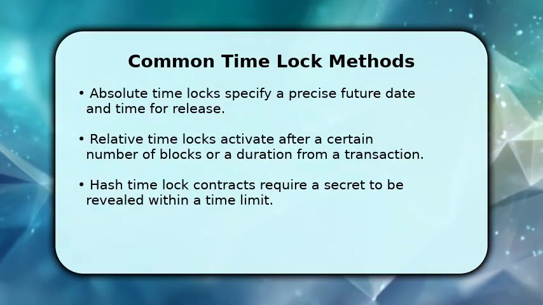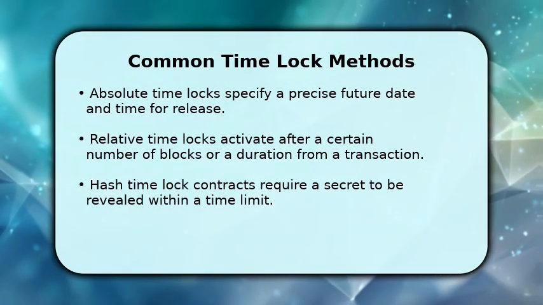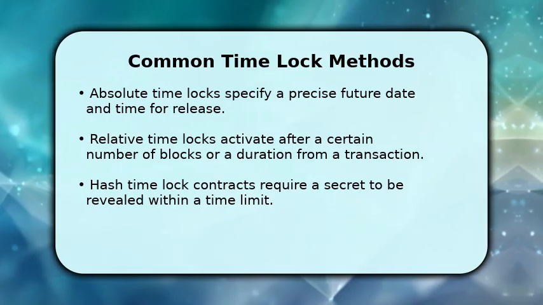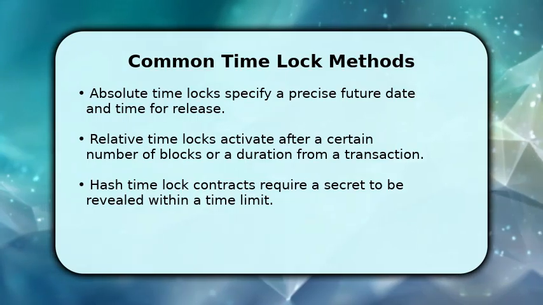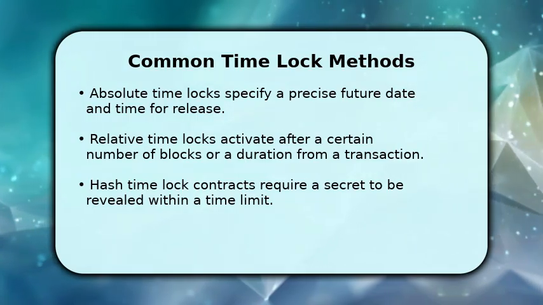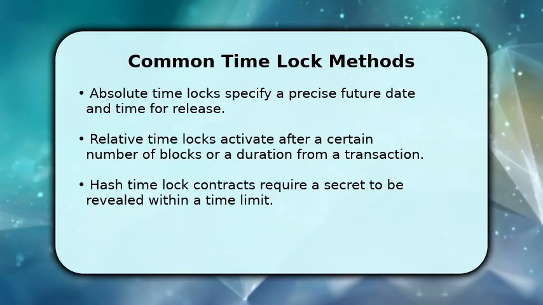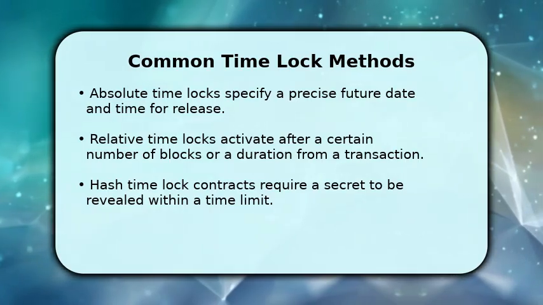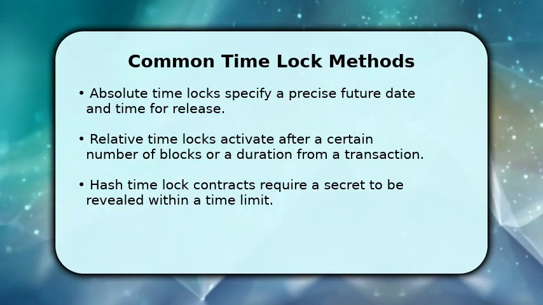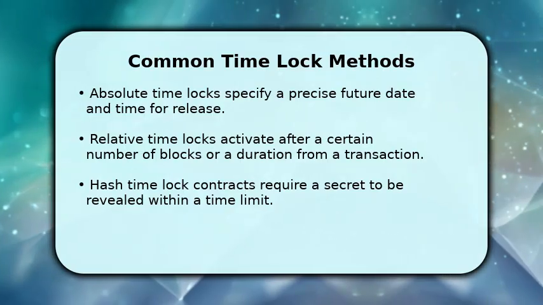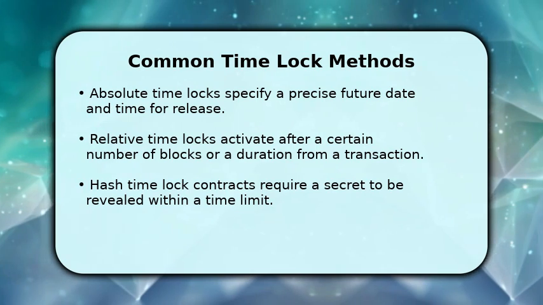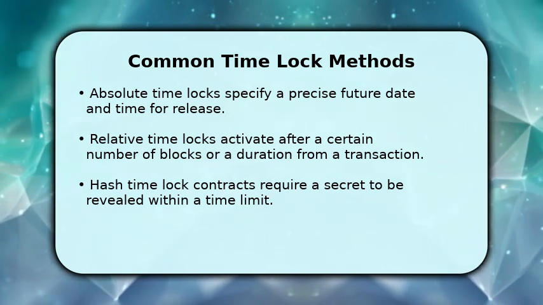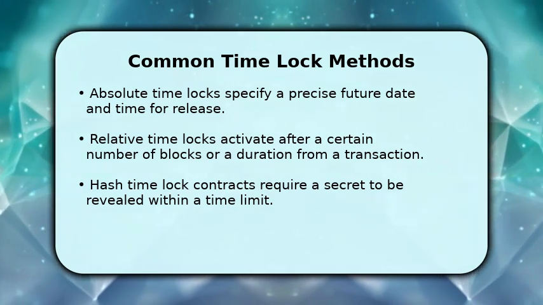Absolute time locks specify an exact future date and time, like January 1st at noon. Relative time locks, on the other hand, activate after a set number of blocks or a duration from when a transaction is confirmed. Hash time lock contracts add another layer, requiring a secret to be revealed within a specific time frame. Each method serves different purposes, providing robust security for diverse scenarios.